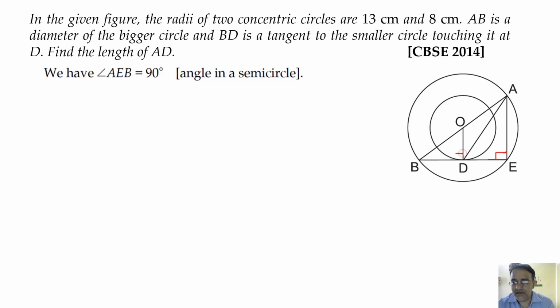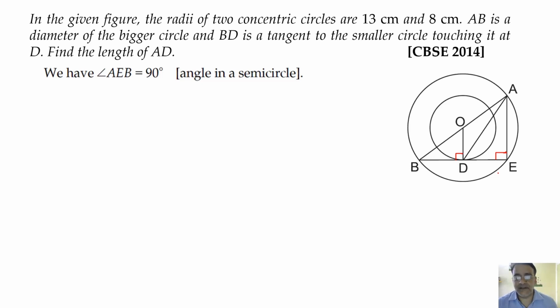Now also OD is perpendicular to BE and D is the midpoint of BE. That is, OD bisects BE. Why is OD perpendicular to BE? Because tangent is perpendicular to... Repeat. Perpendicular from the center to the chord bisects the chord. Okay. OD bisects BE, that is clear.